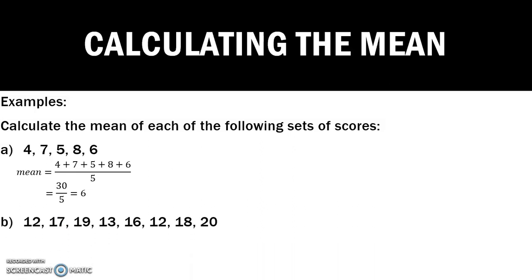For the next set of scores, we have 12, 17, 19, 13, 16, 12, 18, and 20. To calculate the mean, we add the scores together. So 12 plus 17 plus 19 plus 13 plus 16 plus 12 plus 18 plus 20. And we divide this by the number of scores that we have, which is 8. And we get our mean of 15.875.